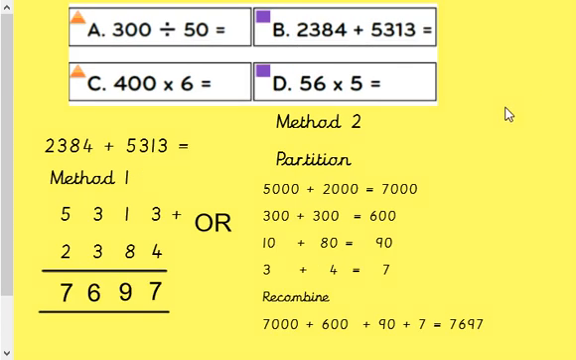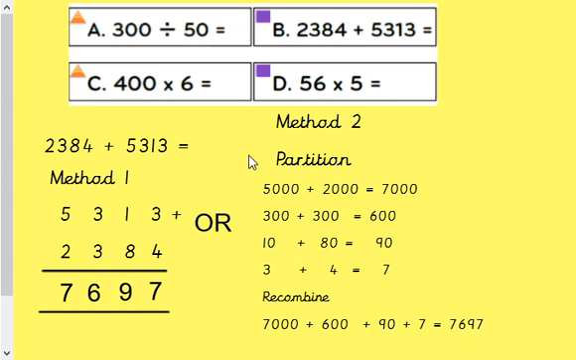Final question in the warm-up was 2,384 plus 5,313. First method I would go with would be column addition, abstract method. And you can see there 4 plus 3 is 7, 1 plus 8 is 9, 3 plus 3 is 6, and 5 plus 2 is 7. Actually nice and easy because there is no carrying across a 10 into the next column there. Or if we wanted to, we could have partitioned.